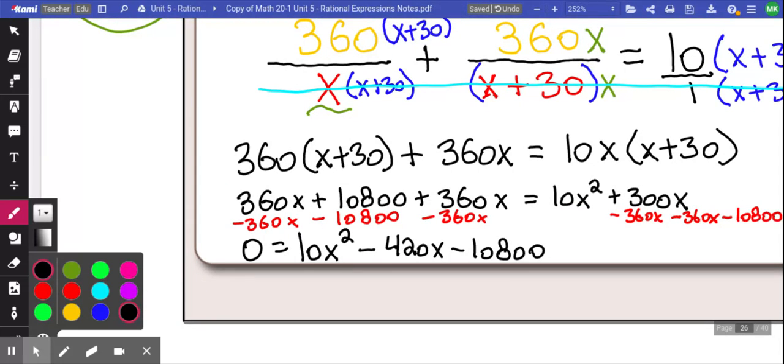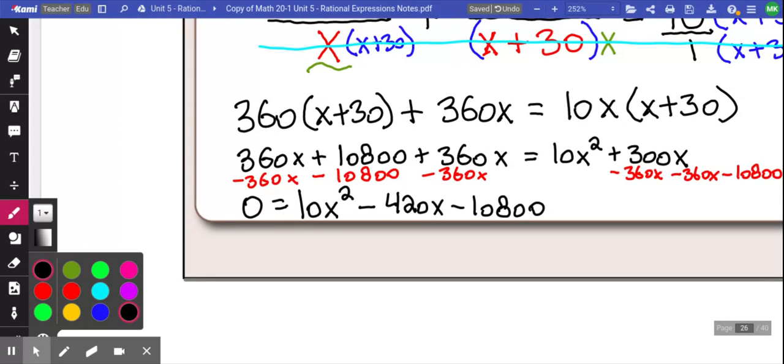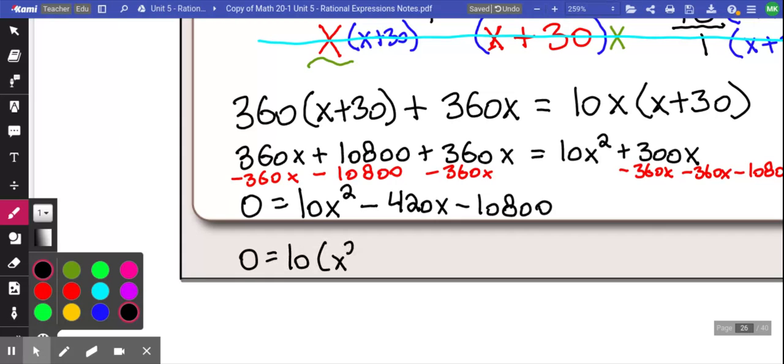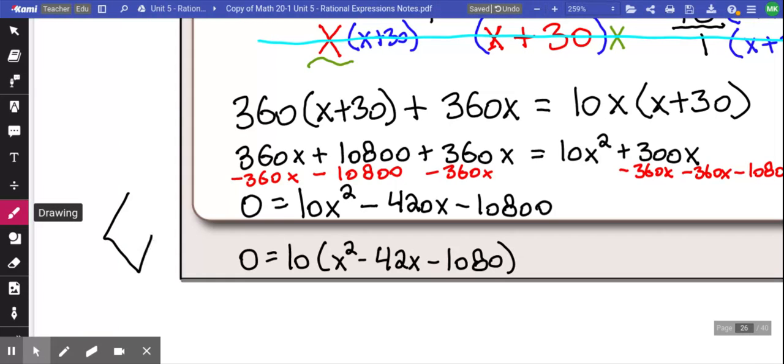You have different methods of solving that, right? You can do box method, quad formula, or factor. I'm going to factor it. The first thing I'm going to do is take a GCF out, right? So that GCF of a 10 comes out, leaving me with x squared minus 42x minus 1080. And then I do a diamond. On the top, I'm looking for things that multiply to be negative 1080 and add to be negative 42.